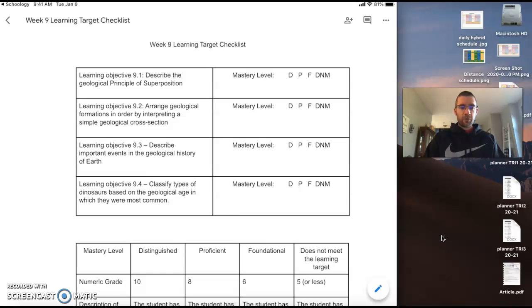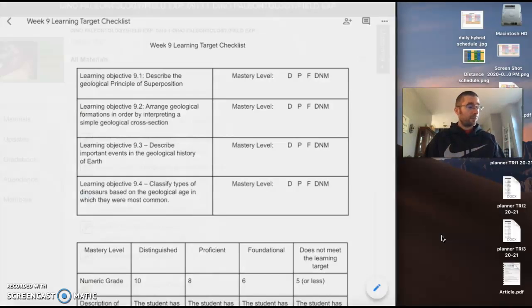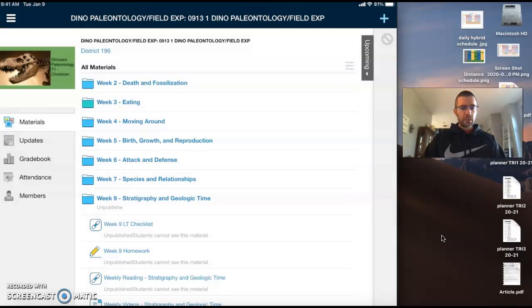And then 9.4, being able to put dinosaurs into groups based on their geologic time frame, and which ones were most dominant during those different times in the Mesozoic. And that's what we're doing on Friday. Because contrary to Jurassic Park, we didn't have stegosaurs and T-Rex living at the same time. So we're going to clear some of that stuff up and walk you through the Mesozoic. Okay, so that is what you're going to be doing for your homework and your quiz.